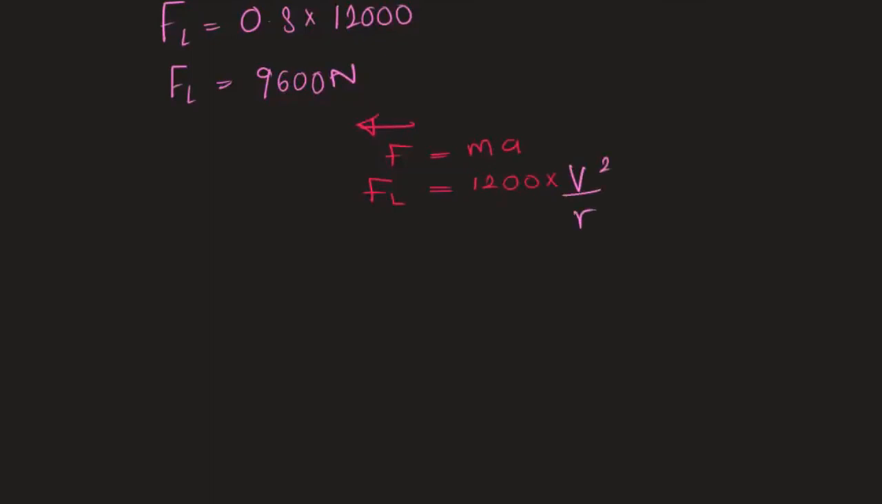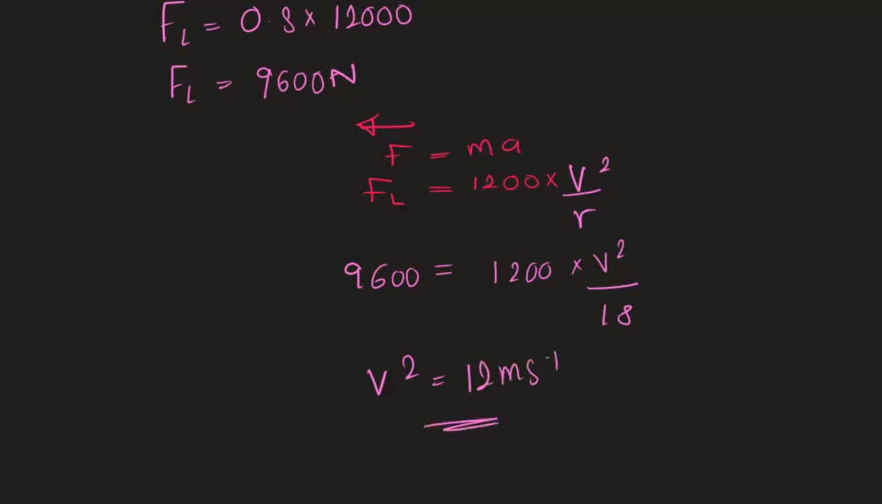So FL is 9,600, equal to 1,200 into V squared divided by 18, right? Divided by 18. If you simplify, you are going to get a value of something around 12 meters per second, right? You have to calculate that and see.